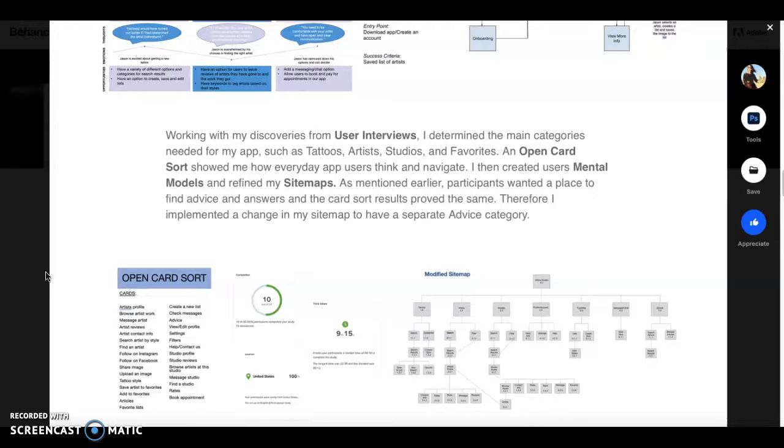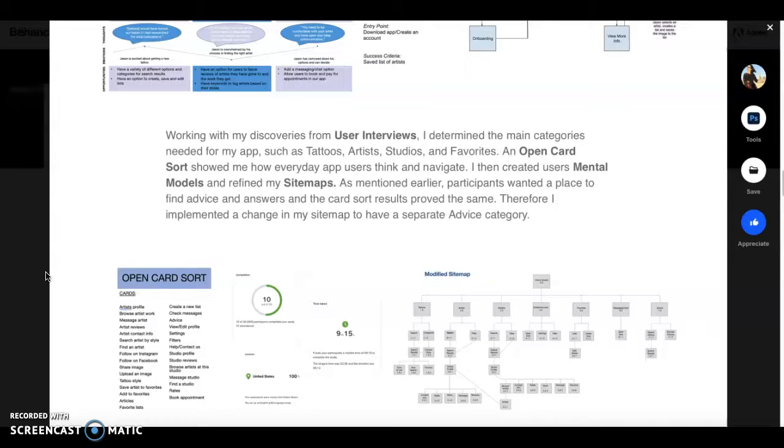In order to refine my sitemap, I conducted an open card sort. This valuable feedback came from everyday app users and helped me identify my main home screen categories, such as having a separate option for looking at studios instead of lumping it together with artists.